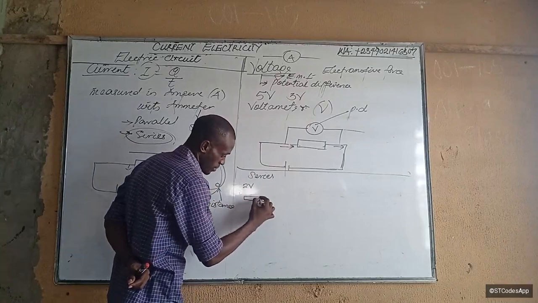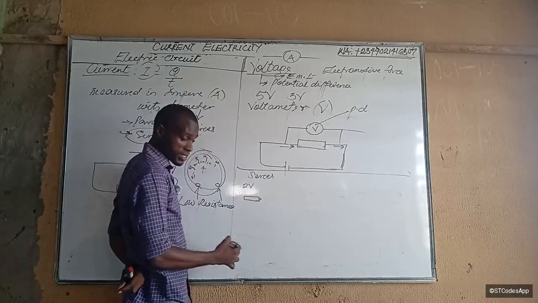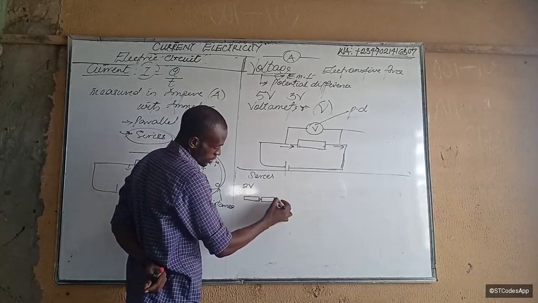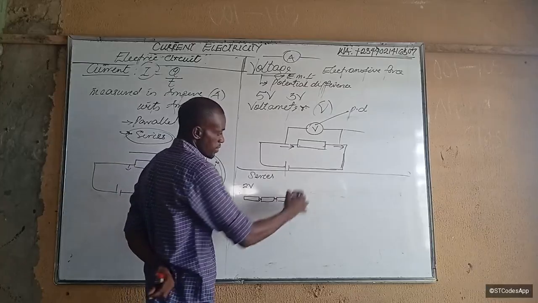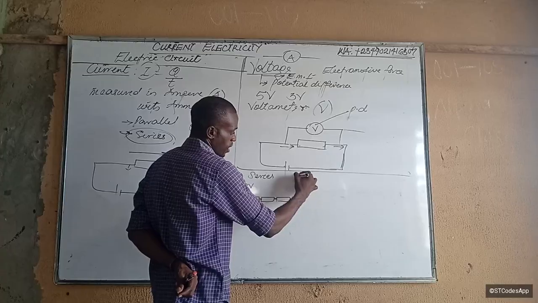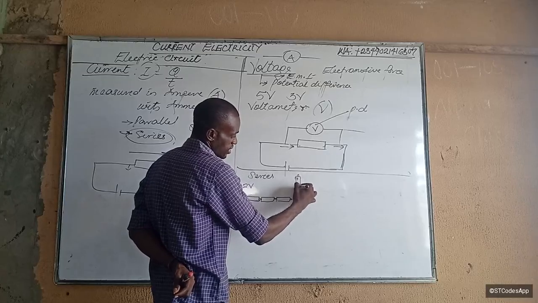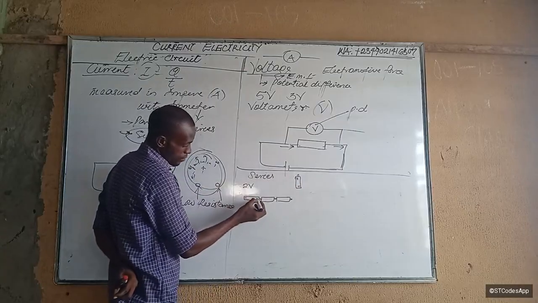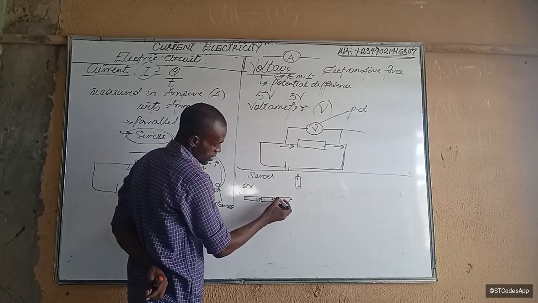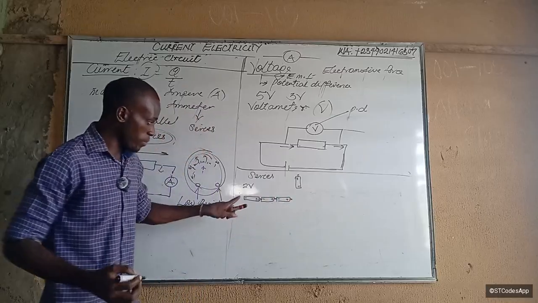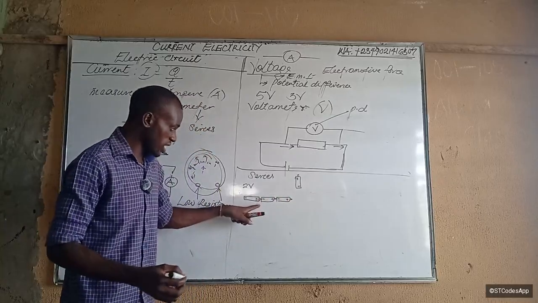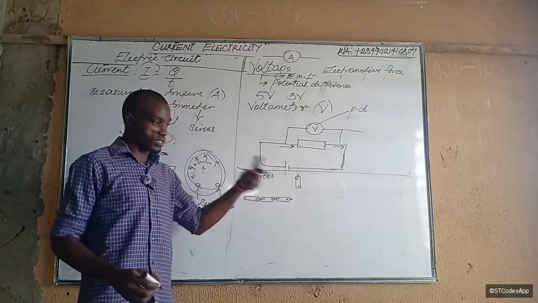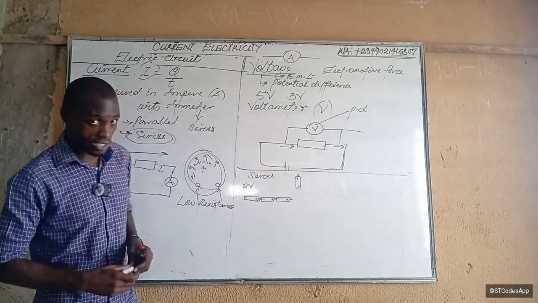I'm going to draw the typical diagram. Here's a battery, it looks like this, connected to another battery like this, and to another battery that looks like this. Keep in mind, one end could be called the positive and the other end the negative. So what I am doing is connecting positive to negative, positive to negative, and positive to negative. That's how we connect the cells.